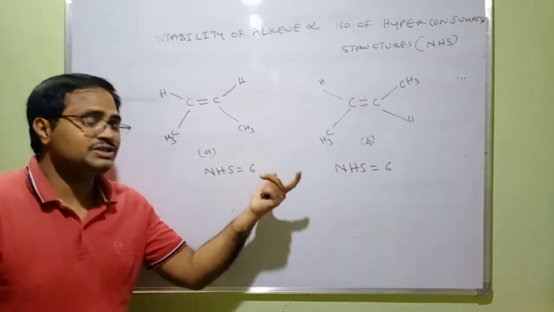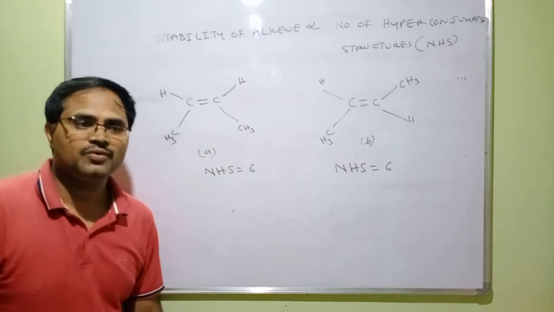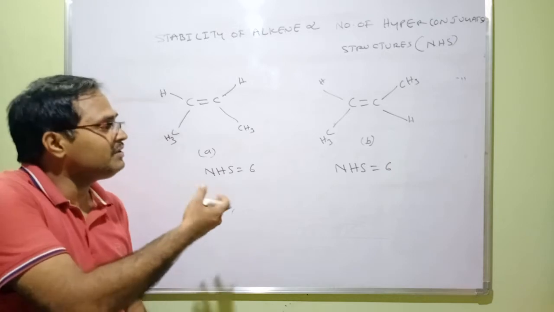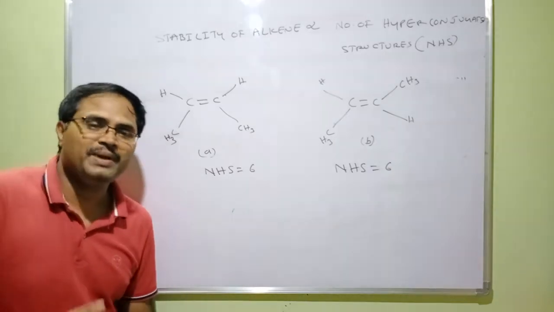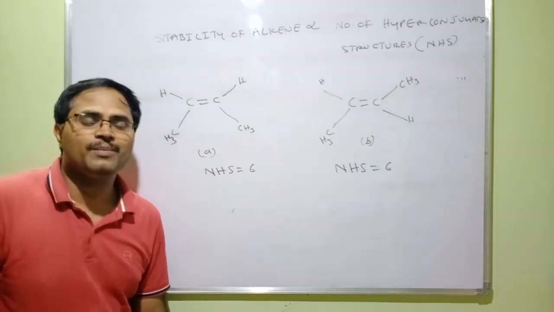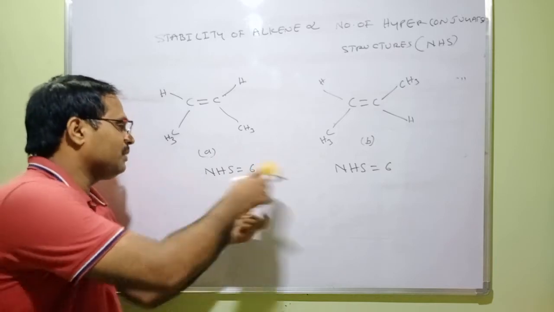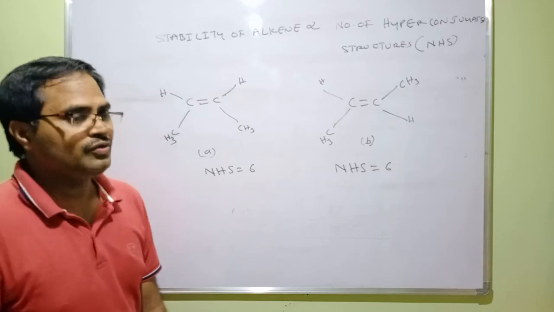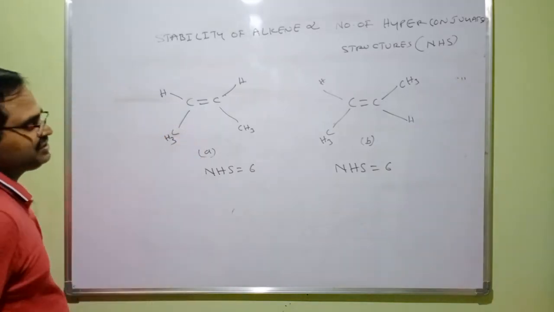So in order to understand the stability of these compounds, we cannot apply hyperconjugation now. The stability of these two alkenes cannot be explained based on the number of hyperconjugated structures, because the number of structures for both compounds is the same. Then how will you decide? You look at the structure. This is a cis alkene.